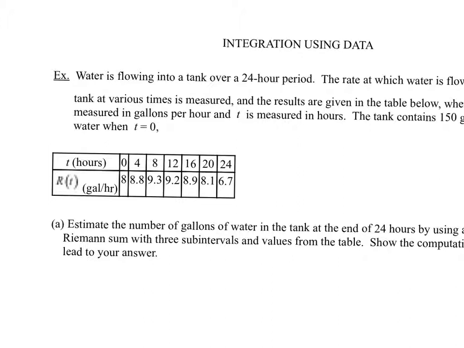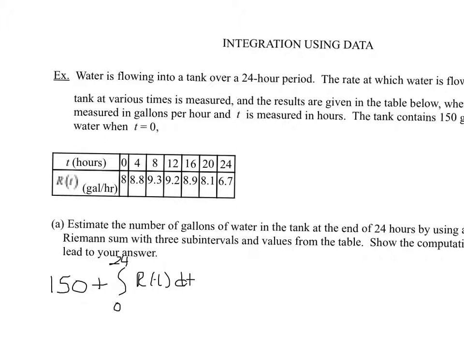So the first thing that you want to do is, let's go ahead. This is a technicality thing, but you can get points for this. We know that we're going to have 150 gallons to start with. So it's going to be 150 gallons plus the integral from time 0 to 24 hours of whatever R of t is. So you want to be sure and you put that in before you start doing your calculations, because that's what we're doing.